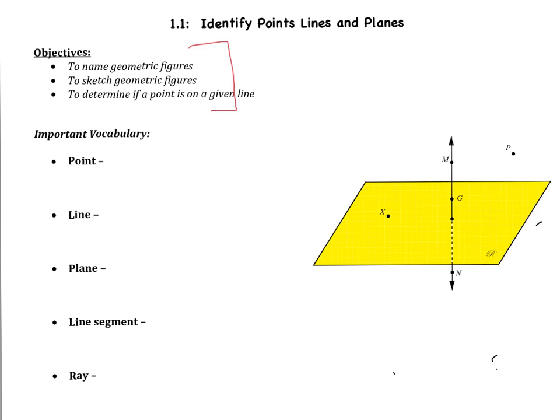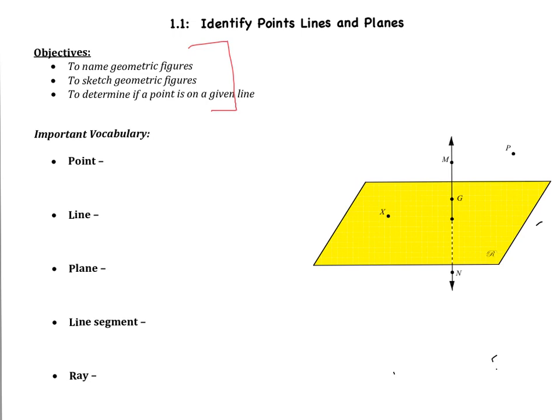At the beginning of each chapter, generally we're going to start out with vocabulary. Chapter 1 is no different. You're going to notice on your note sheet the entire first page is vocab. So let's jump right in. For each term, we're going to write down the definition, and then we're going to find some examples in that figure to the right, the yellow figure with the points and lines.